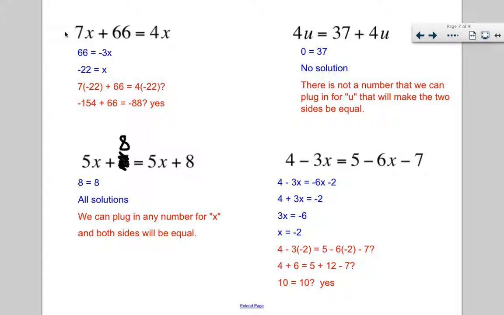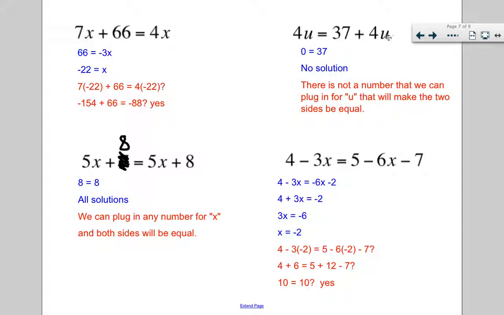Okay, I have the answers here. Over here, I subtracted 7x from both sides. That gave me negative 66 equals negative 3x. And then I divided both sides by a negative 3. That gave me negative 22. And again, in red is what I used to solve.